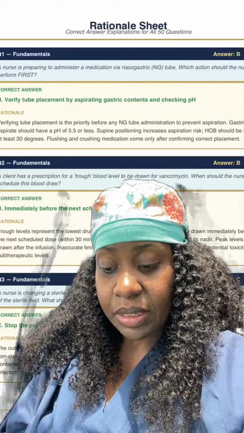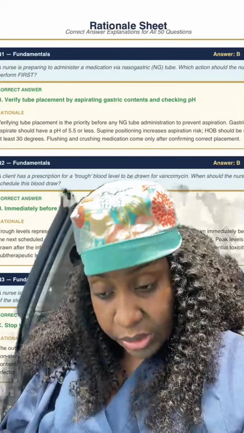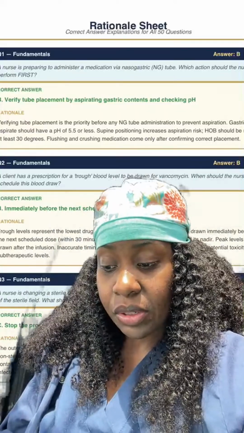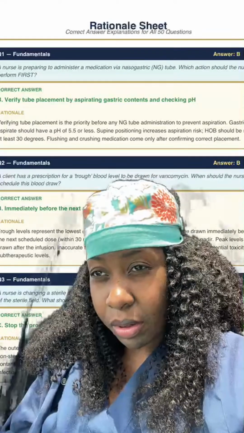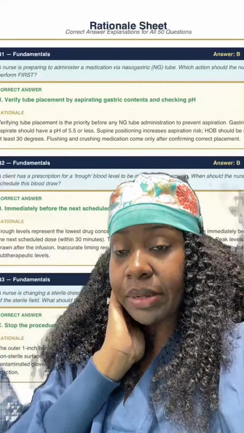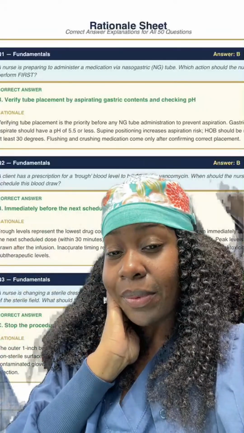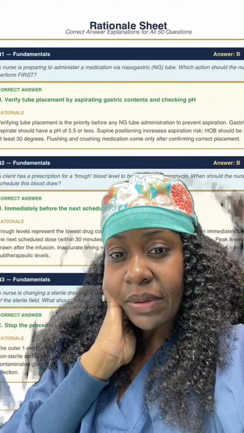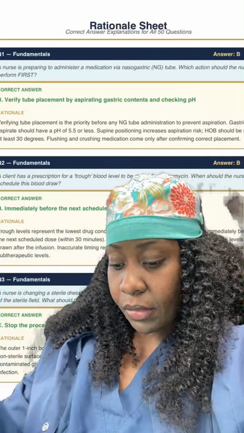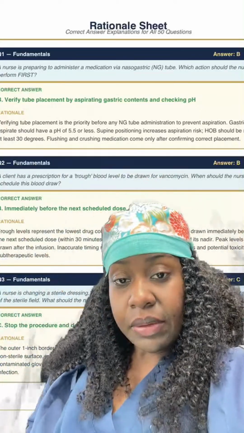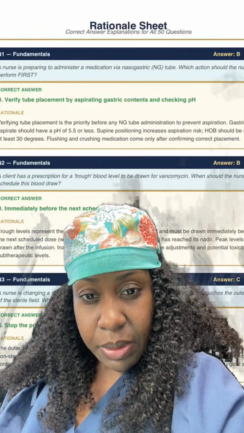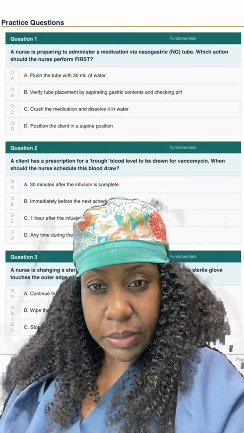Inaccurate timing results in incorrect dosage adjustments and potential toxicity or subpar therapeutic levels. So this needs to be done prior so we can know what the trough is and if the doctor needs to change anything in that nature. So that's where we are with that. If you guys have any questions, let me know down below in the comment section. But yes, we're going to move forward.